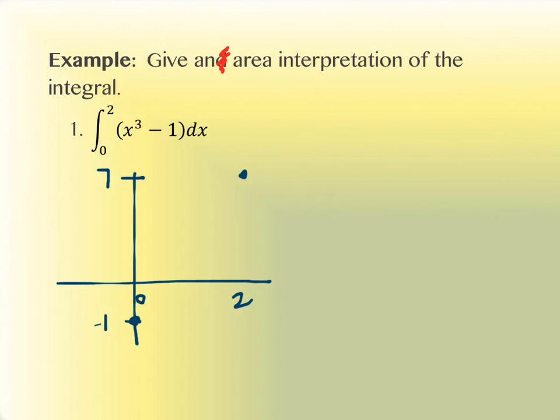Can you tell where? On your picture, can you tell? Which axis? The x-axis. Where does it cross the x-axis? 1. It does cross at 1. So the graph looks something like this. Roughly?